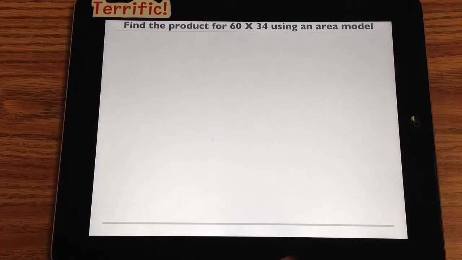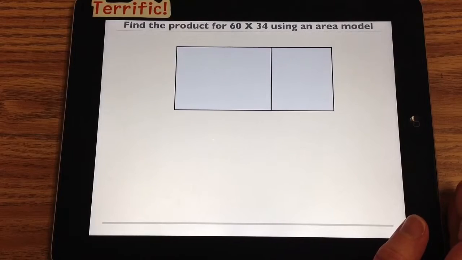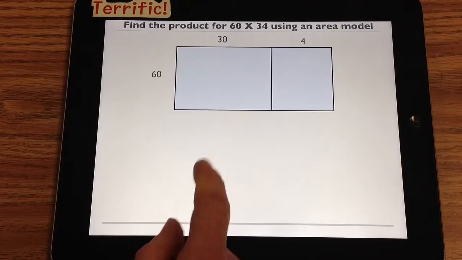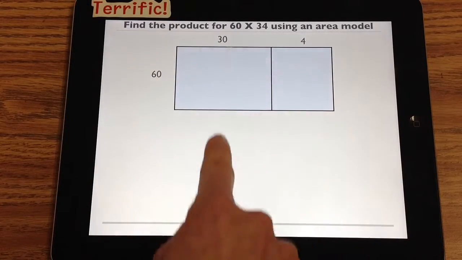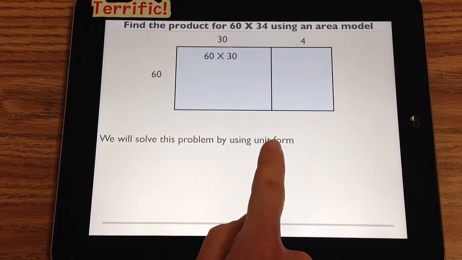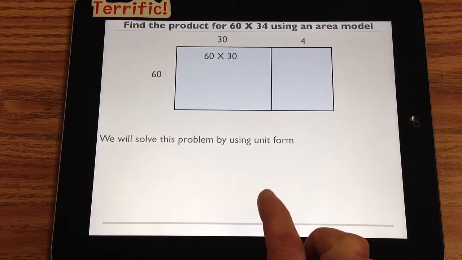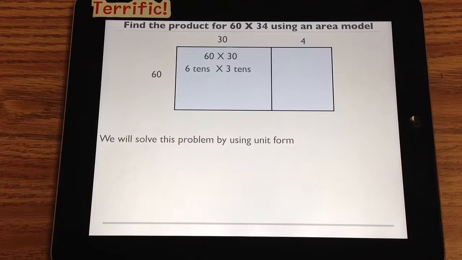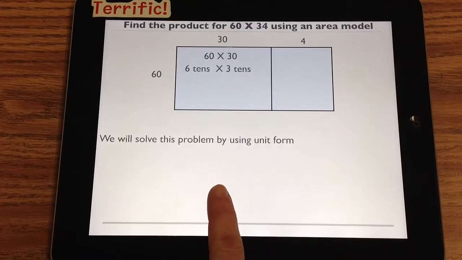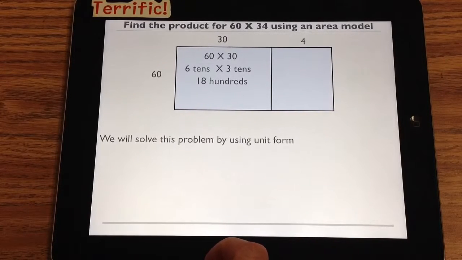All right, let's go ahead and find the product for 60 times 34 using an area model. So of course, I'm going to create my box again. Who remembers what number goes here? Yep, it's 60. How would we break up 34? My idea too. What would I put as far as my multiplication sentence here? You're right, 60 times 30. Then we're going to use unit form. So what would that look like? Yeah, 6 tens times 3 tens. Then if I multiply those together, 6 times 3 is 18, 10 times 10 is 100. So you have 18 hundreds. And of course that looks like 1,800.